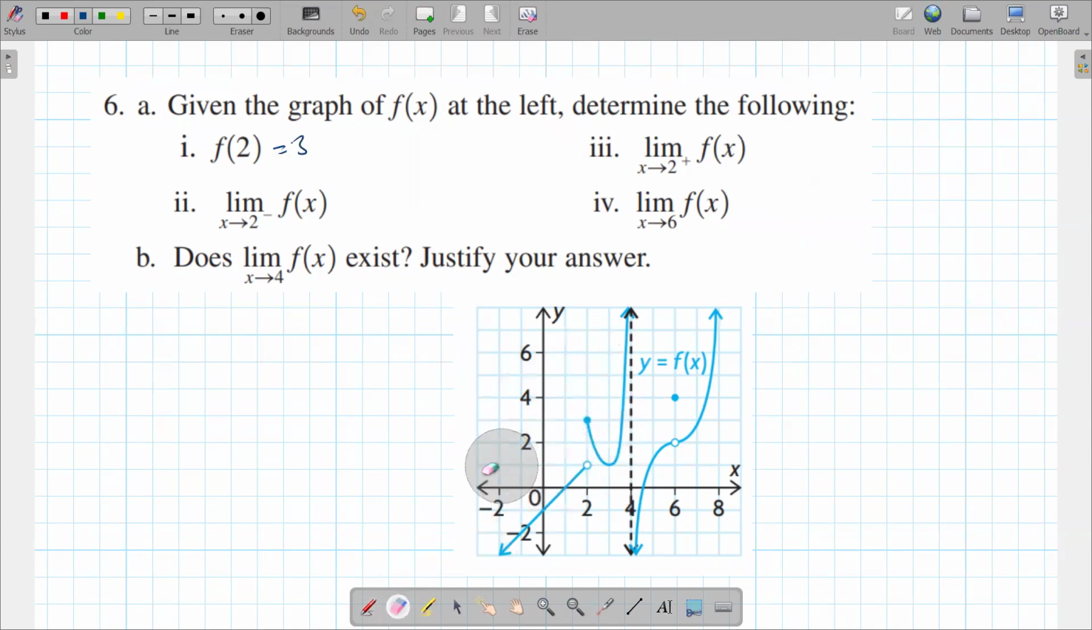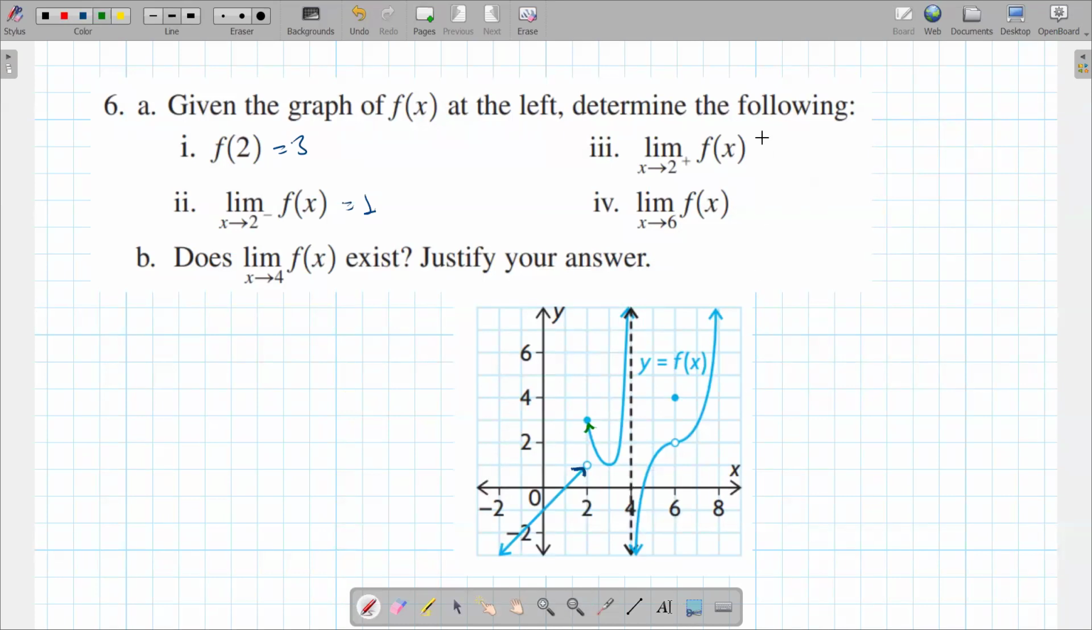The limit, now limit 2 minus. Minus means you're coming at it from the left direction, right? 2 minus means you're coming at it from this direction. It doesn't really apply to that point. So 2 minus means we're looking at it right here. What y value is it approaching? 1. The next one, third, it's asking us for 2 plus. Now you're looking at it from the right side of 2. What's the y value?